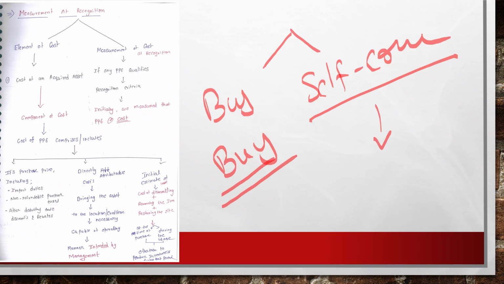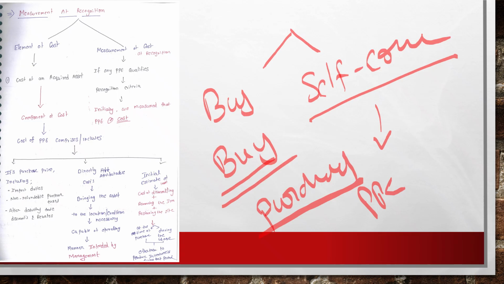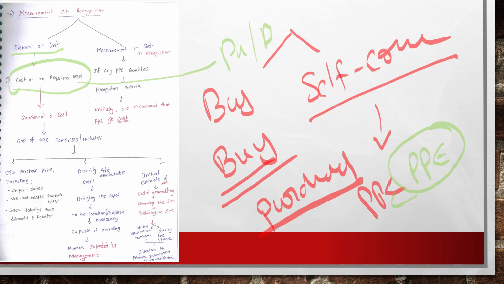Suppose you purchase a PPE. What are the elements of the cost involved while acquiring the asset, meaning either purchased or bought from a third party? Then we should see how to measure this. What are the components of the cost of PPE? The cost of PPE includes its purchase price.